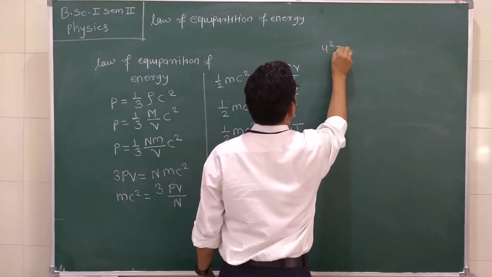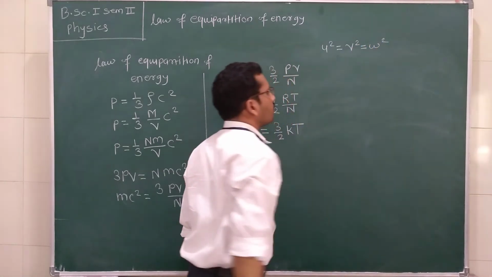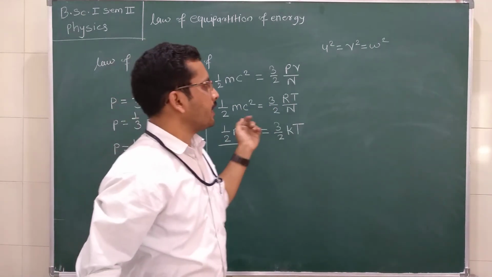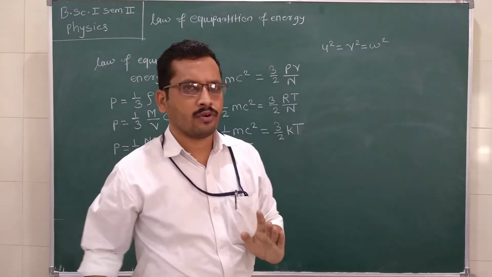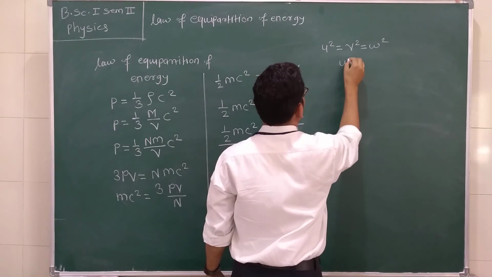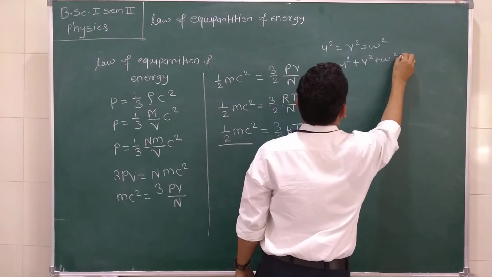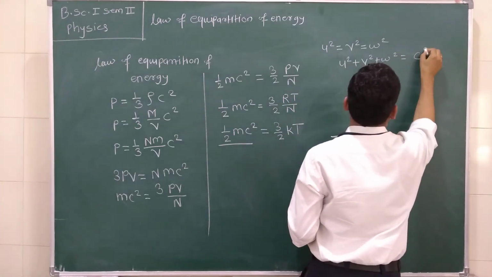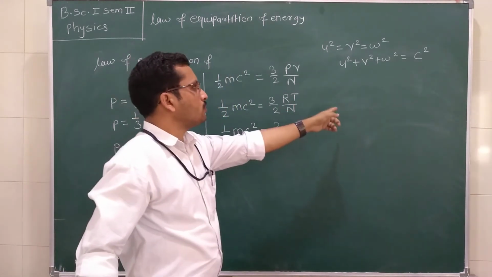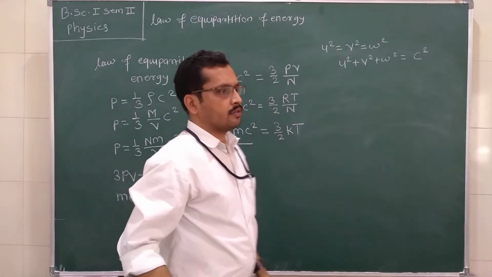u² is equal to v² is equal to w². That is, whether they are moving along the x direction, y direction or z direction, their speed remains constant. Okay, and also the sum of these squared velocities, u² plus v² plus w², is nothing but the RMS velocity of the molecule of the gas. Okay, so u² plus v² plus w² must be equal to c².